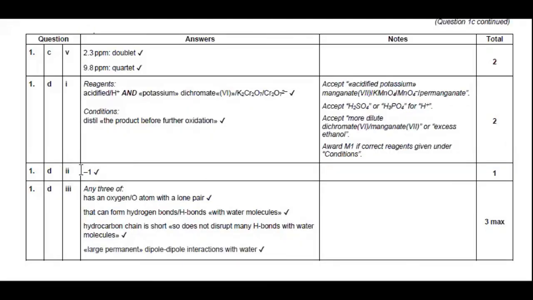For the previous question, it is -1. We forgot to check that. It is -1. And for this question, there's the presence of oxygen, which can form hydrogen bonds. The carbon chain is short, so it doesn't disrupt hydrogen bonds being formed with water. And there is a large permanent dipole-dipole interaction. So this is all for now. Thank you.